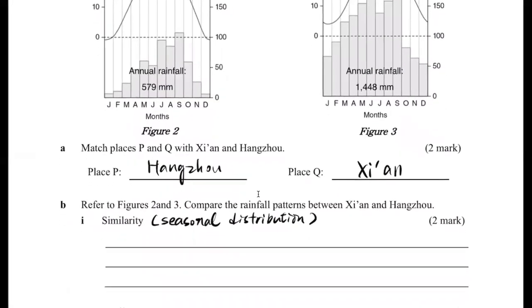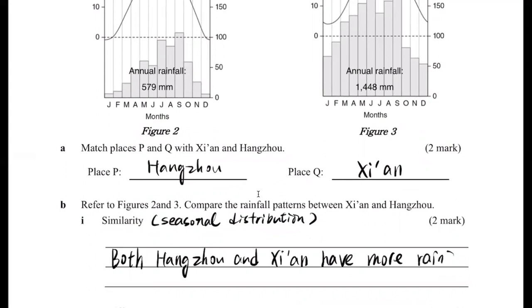So we should write that both Hangzhou and Xi'an have more rainfall in summer than in winter.